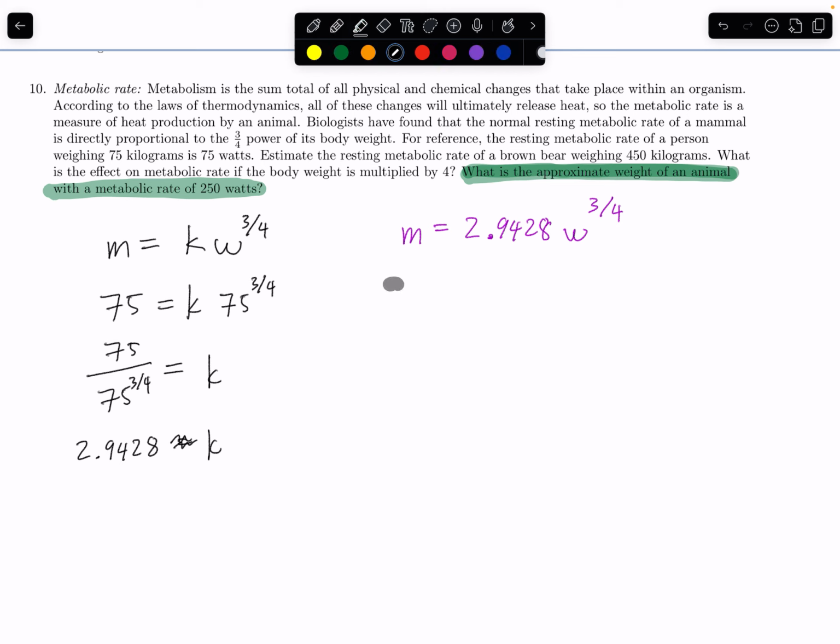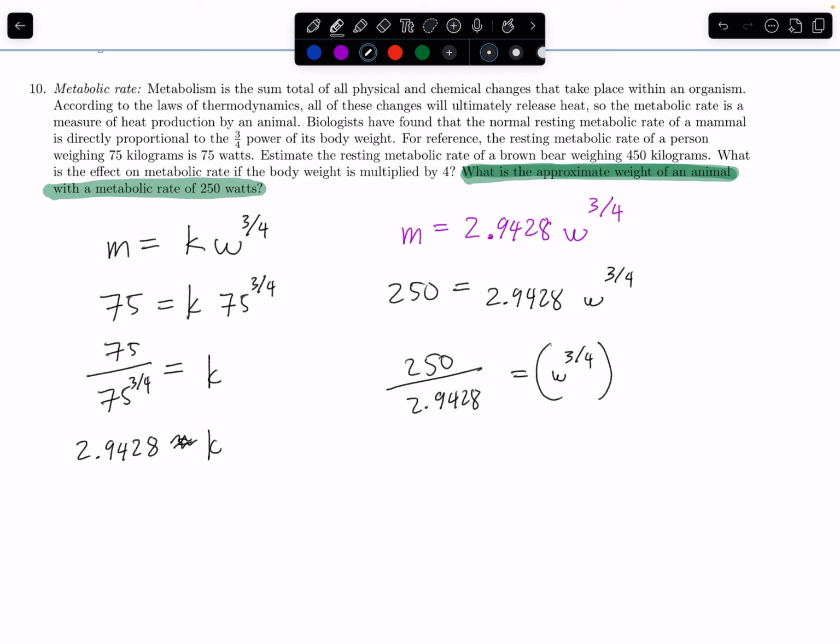This time they're giving us 250 as the M, right? That's the watts. So fill that in for M. And we're going to solve for W this time. So first step is to divide by that 2.9428, right? So 250 divided by 2.9428 is equal to W to the 3/4. How do you undo 3/4? Well, you raise it to the 4/3 power. So this whole thing raised to the 4/3 power. And that's what W is going to be.